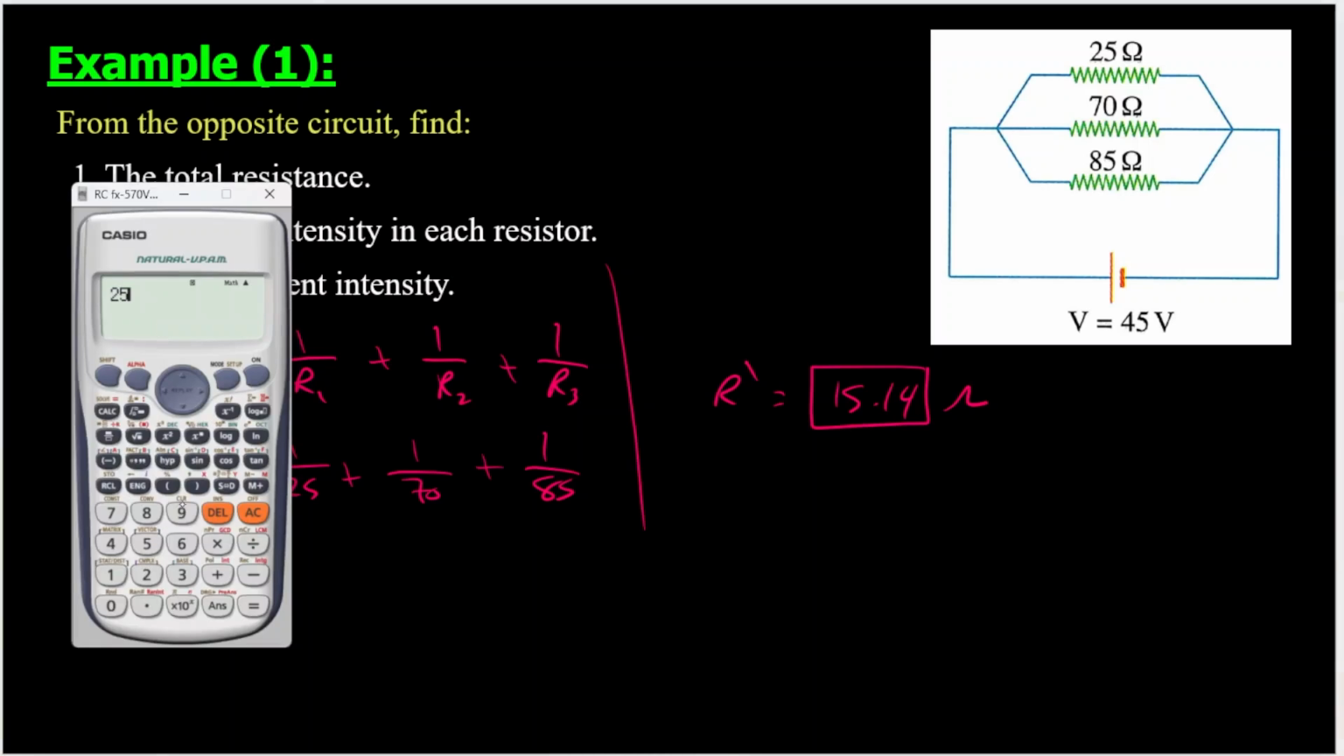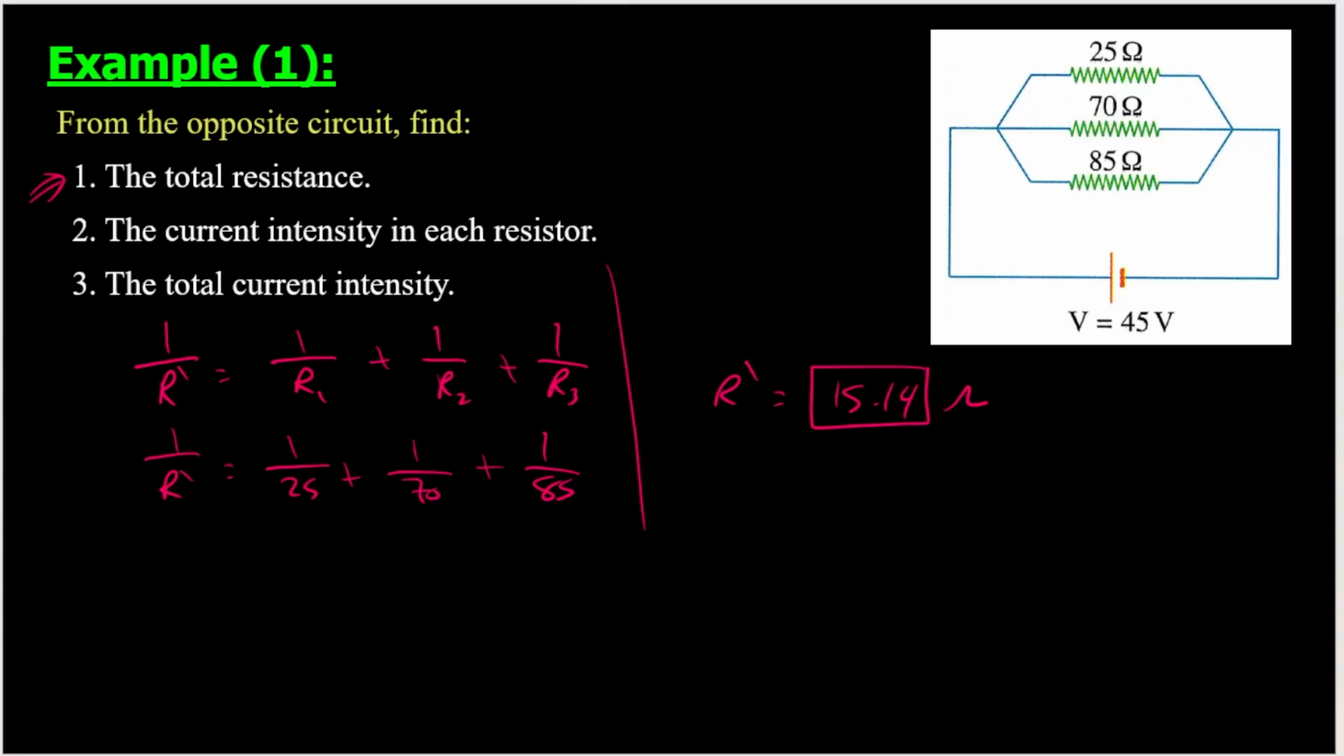Because if you want to calculate it from the beginning, 25 to the power negative 1 plus 70 to the power negative 1 plus 85 to the power negative 1, this is equal to 1 over R. So to find R, you find its reciprocal. So it's 15.14 ohm. This is the answer of the first part.